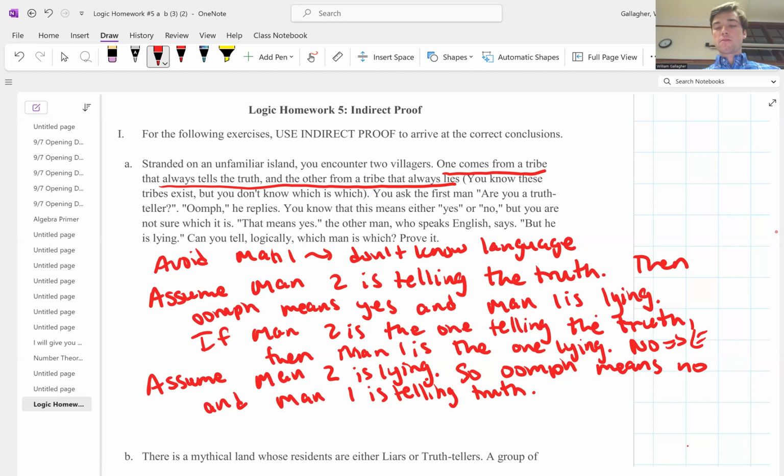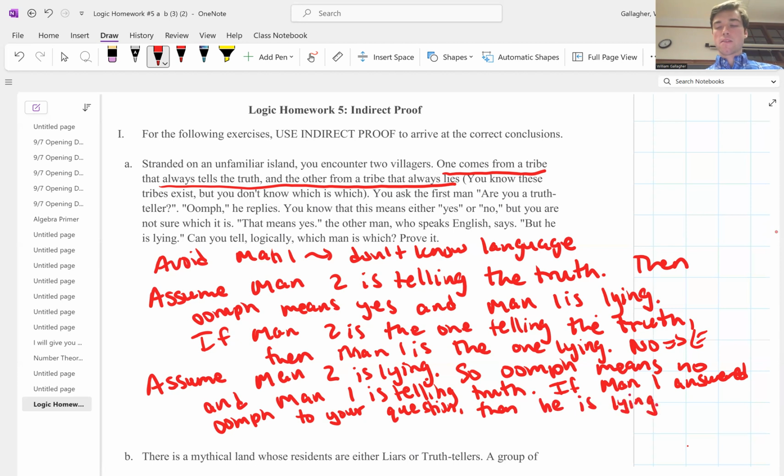Okay. So I think there's a bunch of different ways to write this. You might have a better one than me, but if man one answered oomph to your question, then he is lying. And that's a contradiction because we just talked about how he would have to be telling the truth. So that's our contradiction. And so again, we conclude the opposite of what we assumed. So man two is telling the truth.